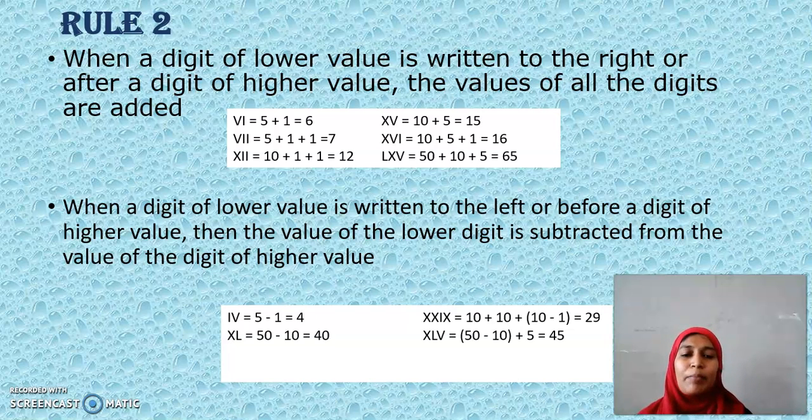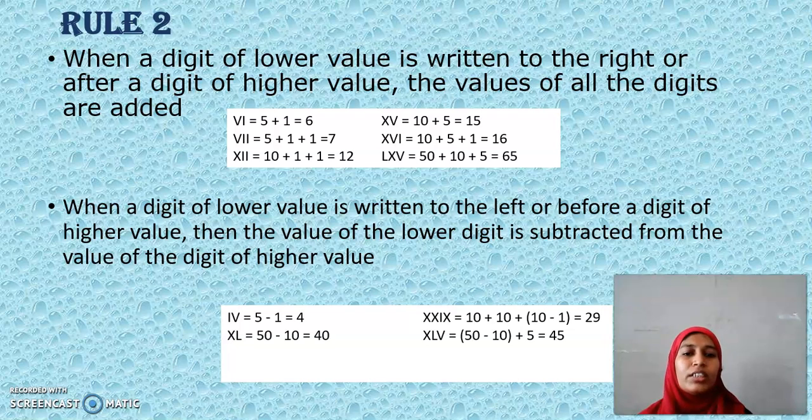The last example, XLV. X stands for 10, L stands for 50. Now X and L follow this rule where X is of lower value, L is of higher value. So I have to subtract these two. If I subtract, I get 40. That is XL stands for 40. And again at last we have V which stands for 5. So the answer will be 45.